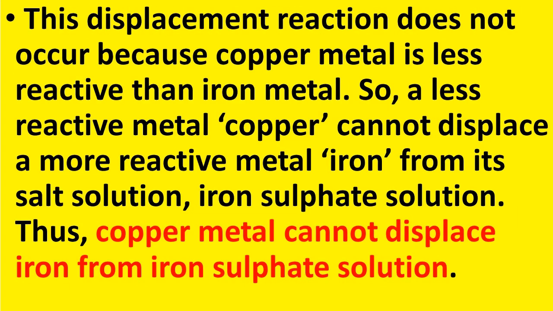Why does this displacement reaction not occur? It is because copper metal is less reactive than iron metal. So what we can say is, a less reactive metal, copper, cannot displace a more reactive metal, iron, from its salt solution, that is iron sulfate solution. Therefore we can say that copper metal cannot displace iron from iron sulfate solution as it is less reactive than iron.